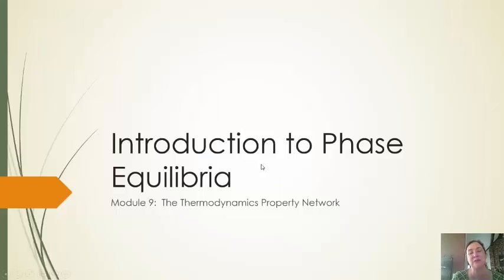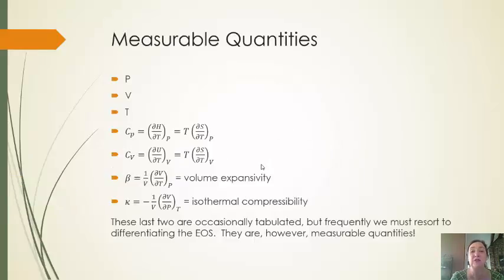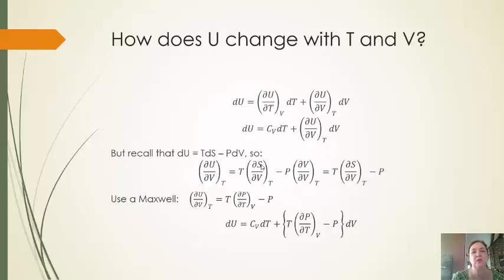In this video, we're going to be continuing our study of fundamental relations, Maxwell relations, and the use of measurable quantities. As a reminder, measurable quantities are pressure, volume, temperature, C sub P and C sub V, and then sometimes also beta and kappa, which are derivatives of volume with temperature or pressure. So we want to look at how U changes with temperature and volume next.